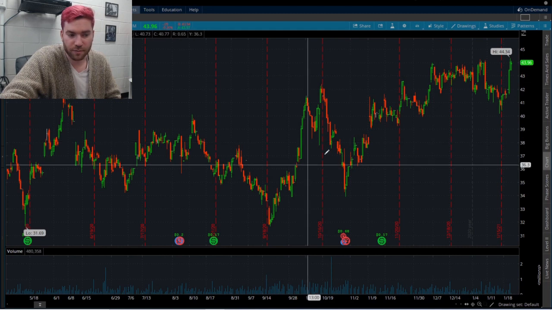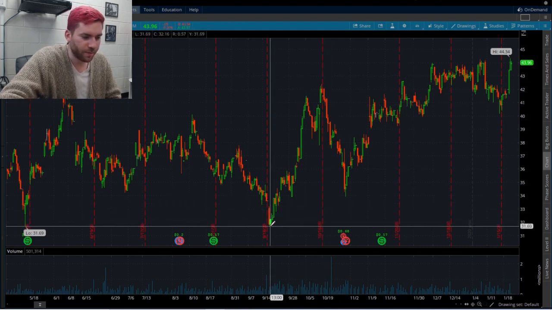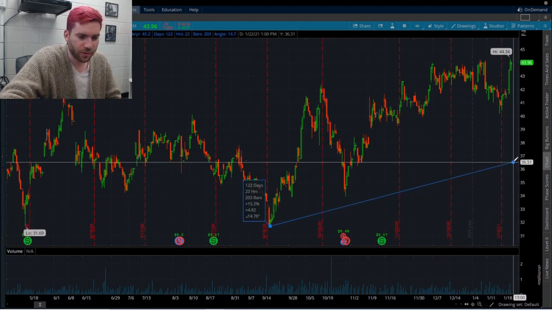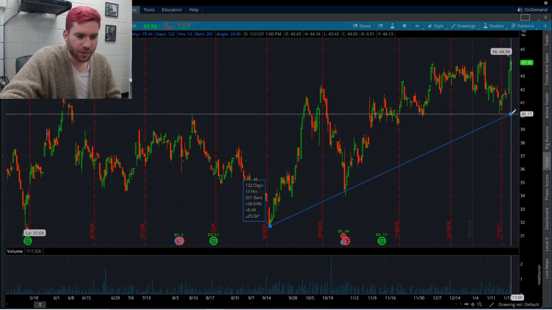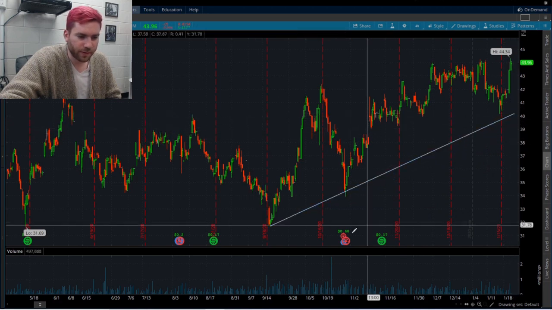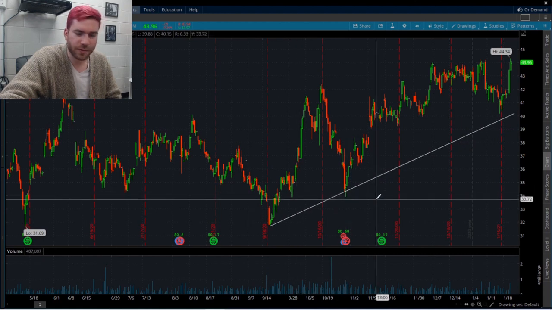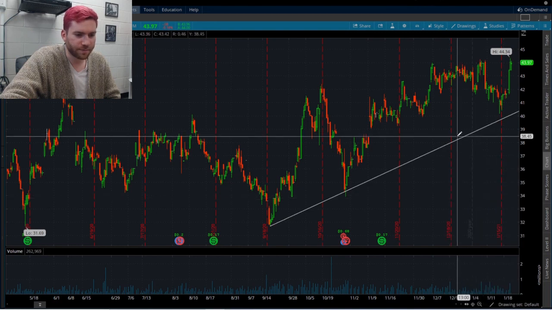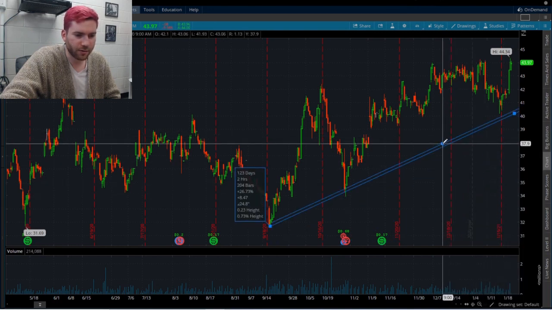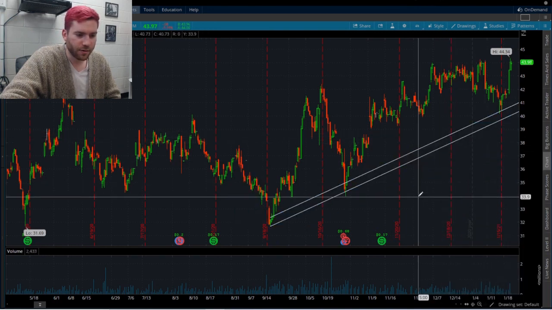This is our bread and butter over here. Go at the bottom, come all the way over, come up and see, all right, we're almost there. I'm going to move it up just a little bit, right about there. As you can see, it wicks down, so it's not perfect, but again, just like supports and resistances, they never are. Make it into a channel, an area of value, going right about there.